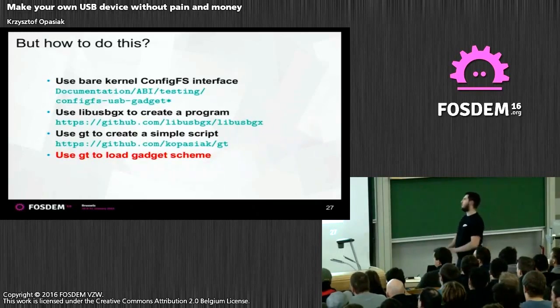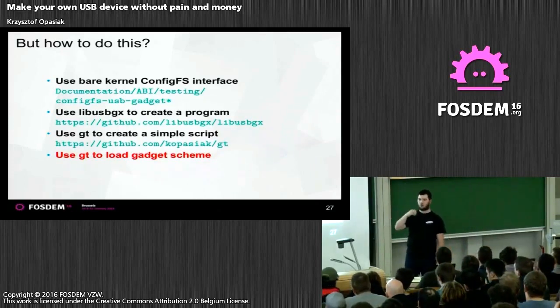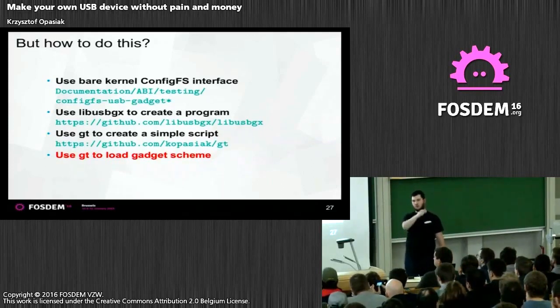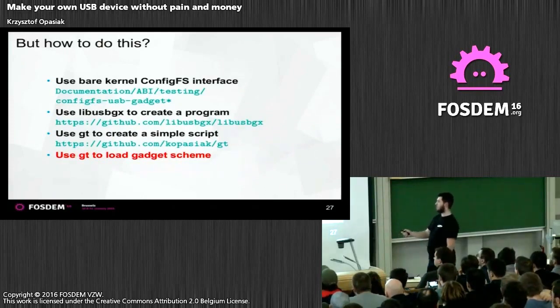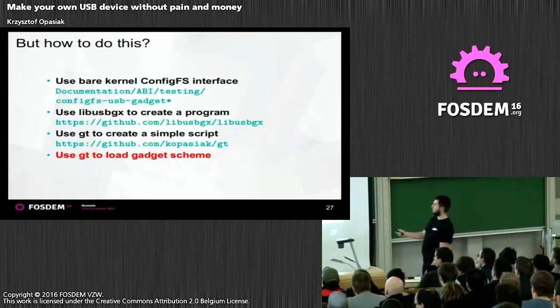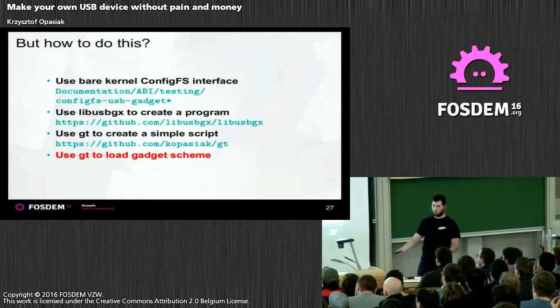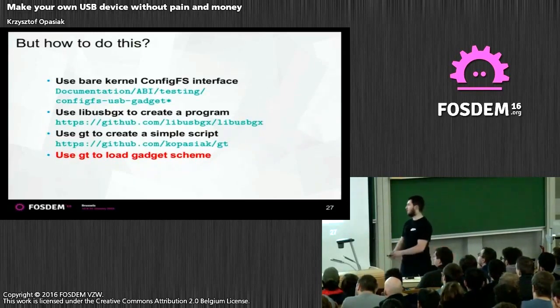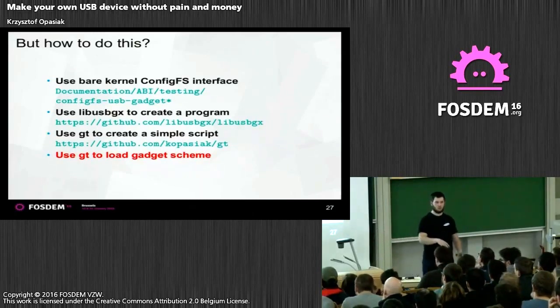Then we can use the library libusbg next. It allows us to create a simple C program in which you will write create gadget, create function, create configuration, and link this function with this configuration. That's all. So it's good, but we can do it better. There is a tool, a command line tool called GT. It's gadget tool. It allows you to write this in a shell script instead of C code.